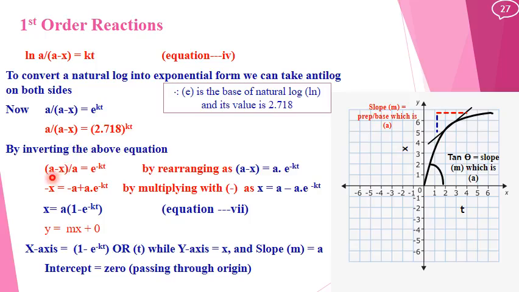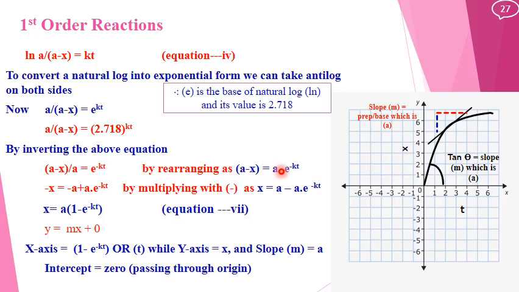By inverting this equation, we have another form of this equation, like a minus x over a. As we have inverted the left hand side value, definitely we have to invert the right hand side as well. Then we will have e raised to power minus kt, because we are inverting the sign of that side. By rearranging, this equation is written as a minus x is equal to a into e raised to power minus kt, as a from the left hand side, which is in the denominator, will be shifted toward the right hand side as a coefficient.